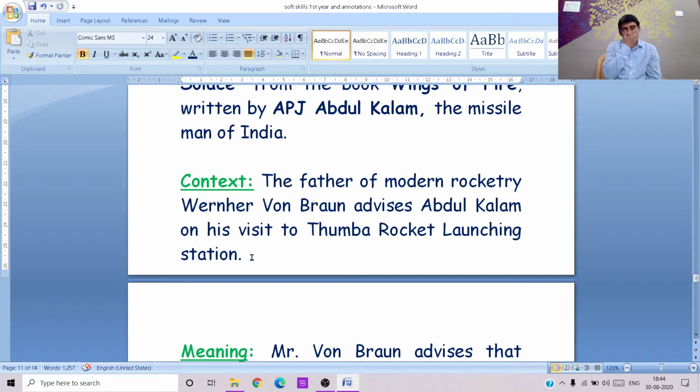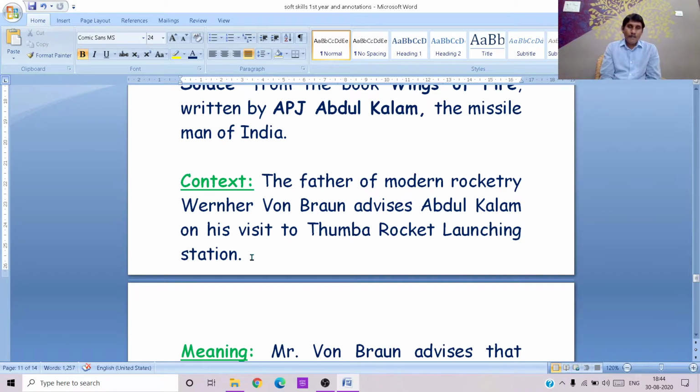He goes to the airport and receives him, and both of them travel back to Thumba rocket launching station. There they had a conversation. In the conversation, Werner von Braun, who was very, very receptive, very, very humble, very, very encouraging, says these words, on how we should look at the project they are doing.